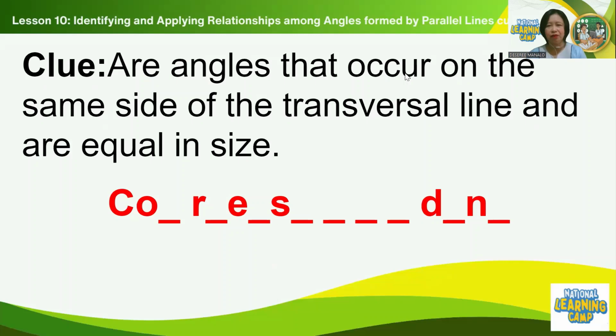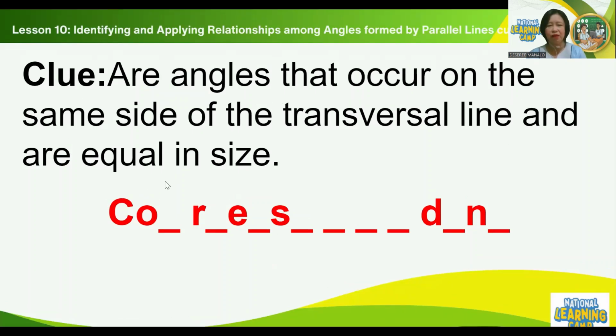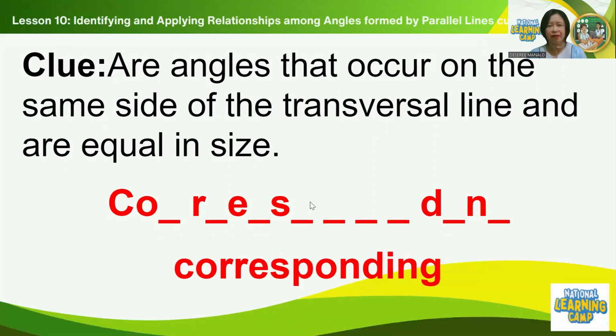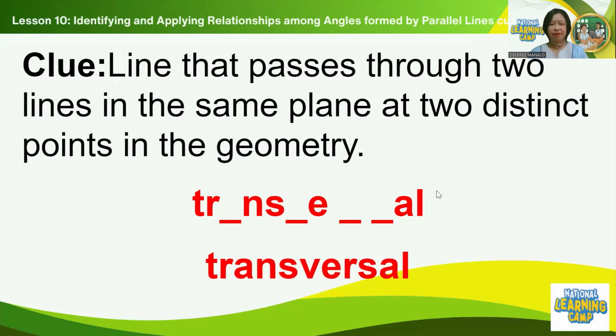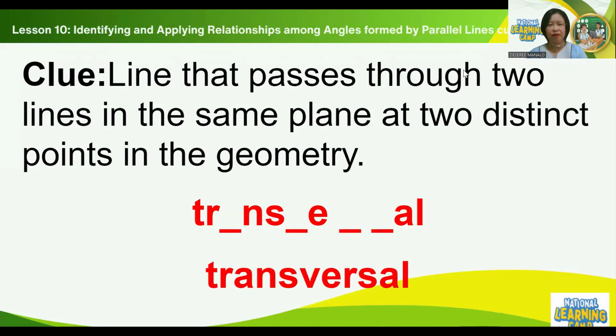Angles that occur on the same side of a transversal line and are equal in size? The answer is corresponding. A line that passes through two lines in the same plane at two distinct points in geometry. The answer is transversal. I hope you get all the correct answers.